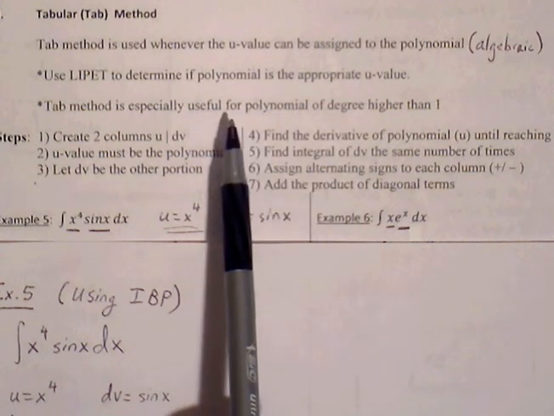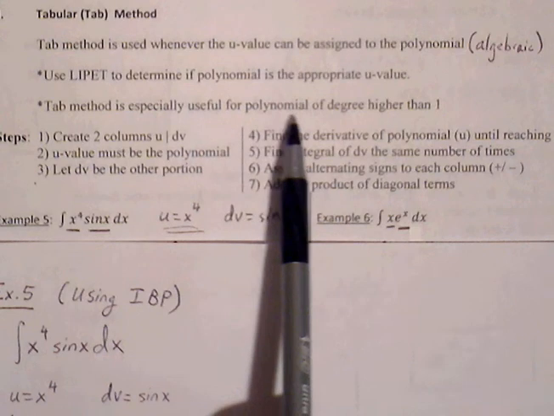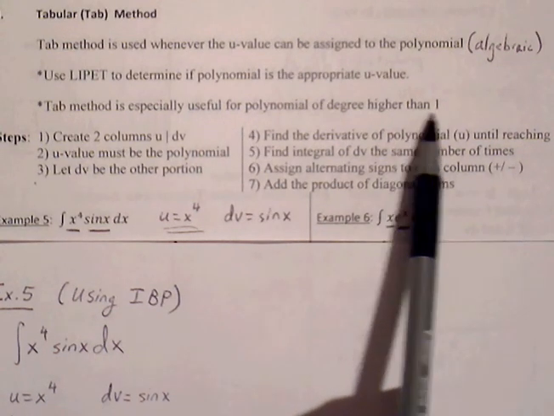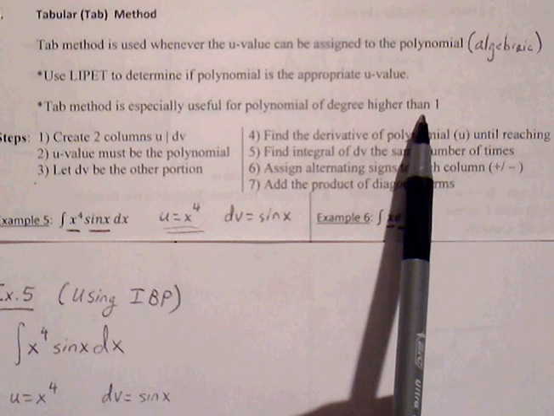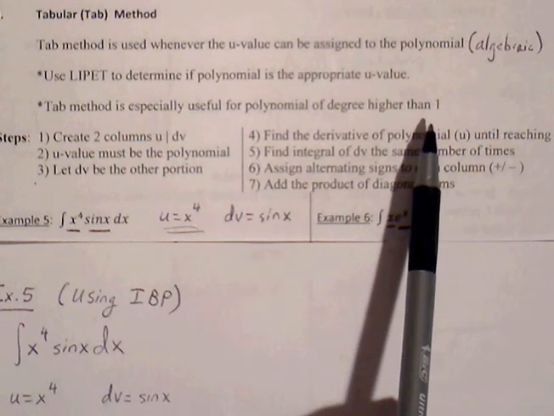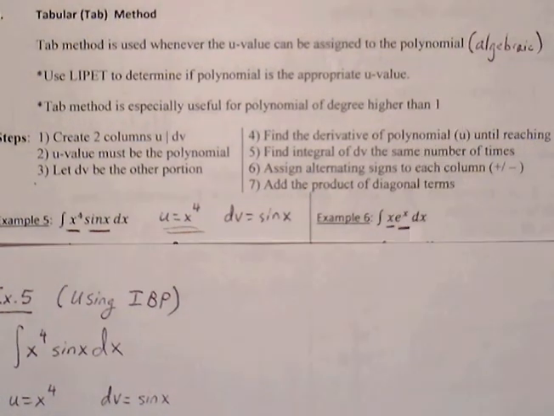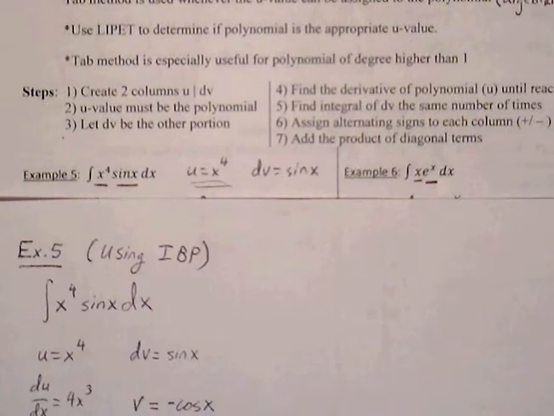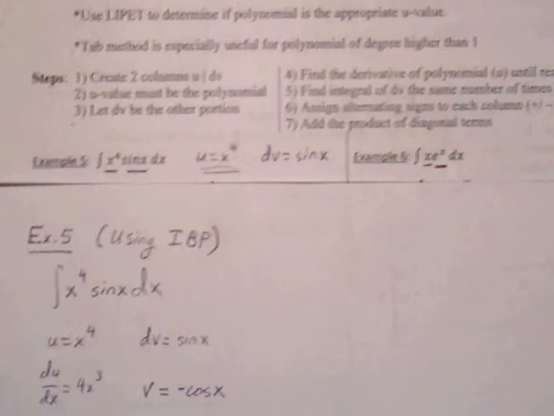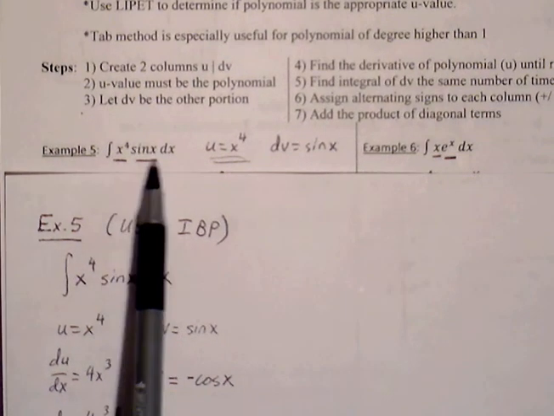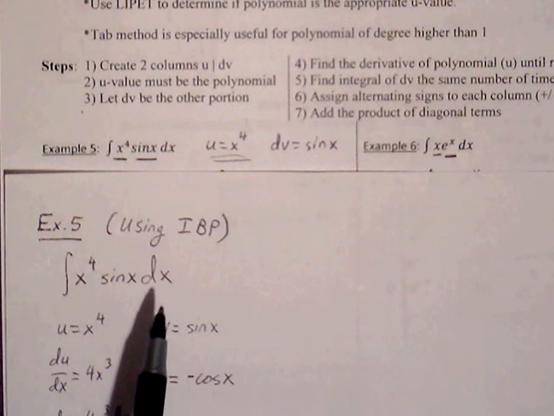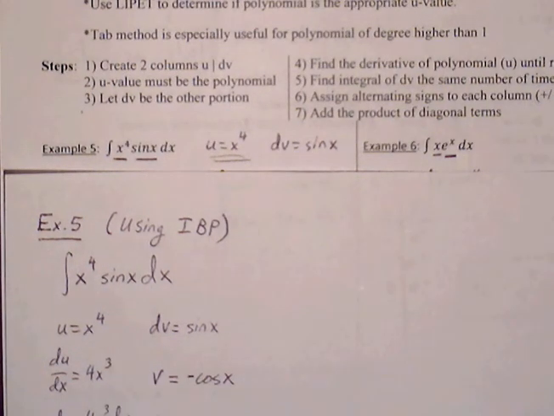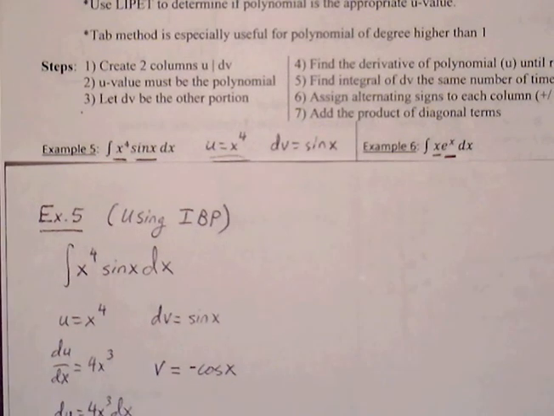And again, the tab method is especially useful for a polynomial of degree higher than 1, and this is when we have potentially a repeated portion of the integration by parts that will keep coming up. So before I go down to the examples, I want to show example 5 having to go through integration by parts so that we can see why it's useful to have this shortcut.